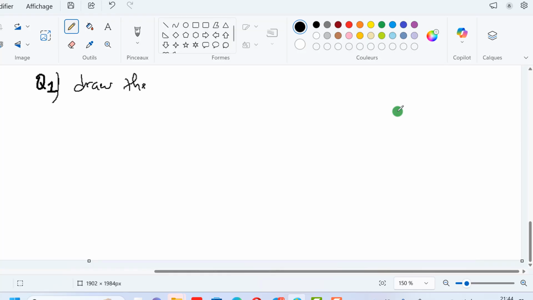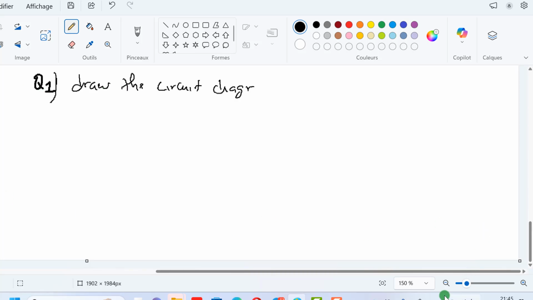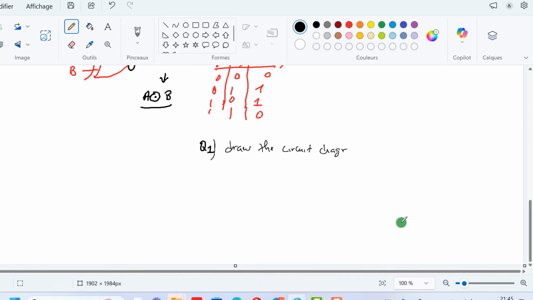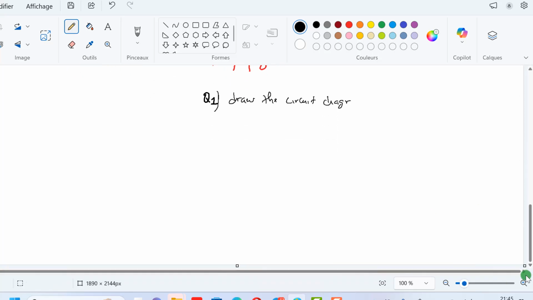Draw the circuit. I'm not sure, is it visible? What I'm writing, is it visible? Hello? Yes, sir. Because when I increase... Yes, sir, it's visible. Let me try to... Okay, let me write it back.